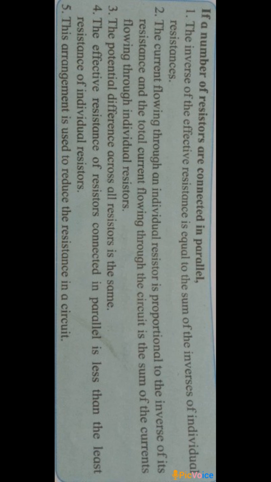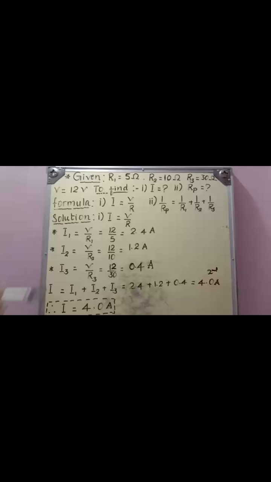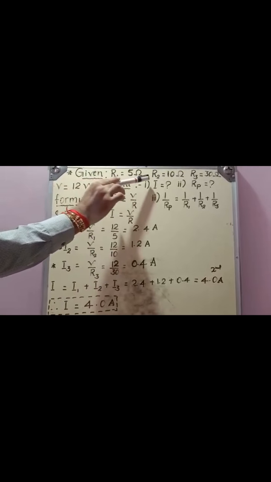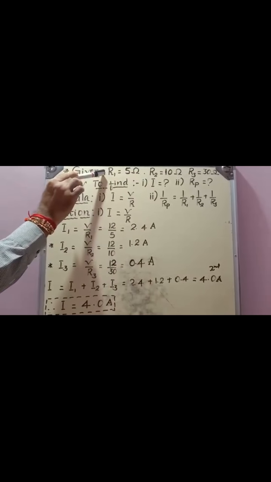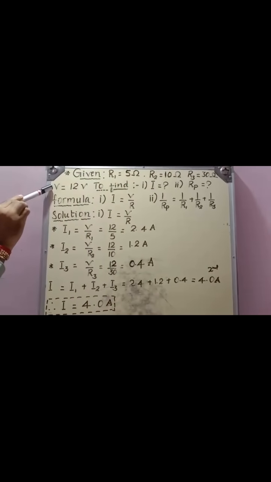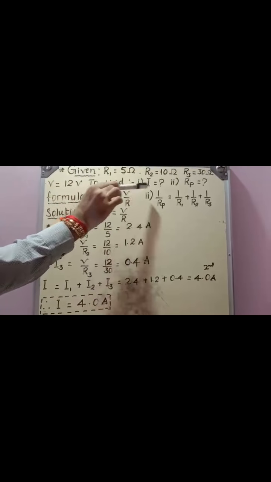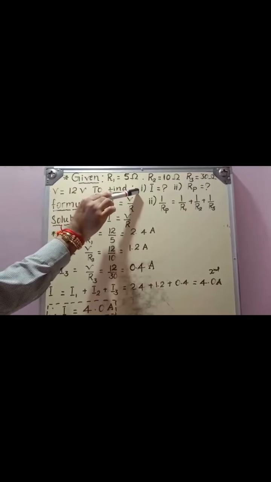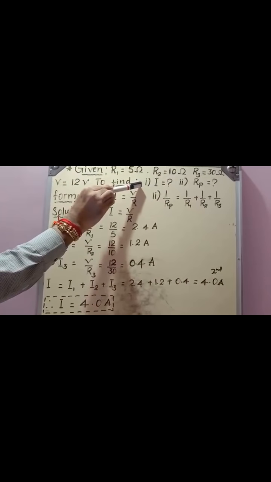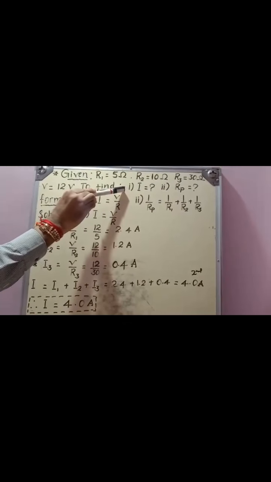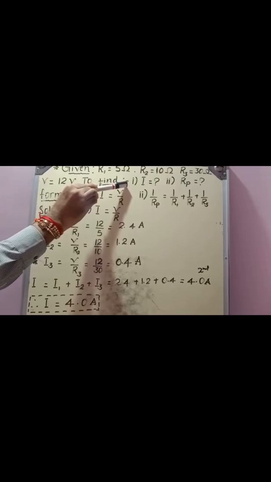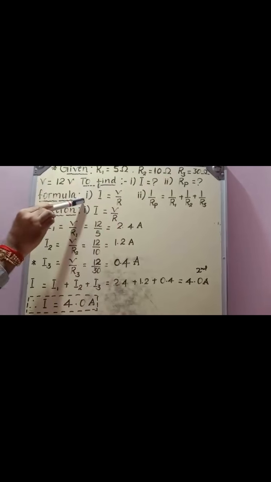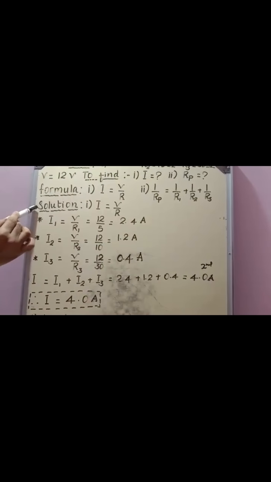So let us understand them and verify them by solving a numerical. R1 is 5 ohms, R2 is 10 ohms, R3 is 30 ohms. These are the three resistors which are connected parallelly to each other. Potential difference is 12 volts. We have to find current I and effective resistance Rp. So first, when we want to find current I, what we know is that when the resistors are connected in parallel, current I will be equal to I1 plus I2 plus I3. So we have to find out I1, I2 and I3. These are the two formulas that we will be using. Now let's come to the solution.